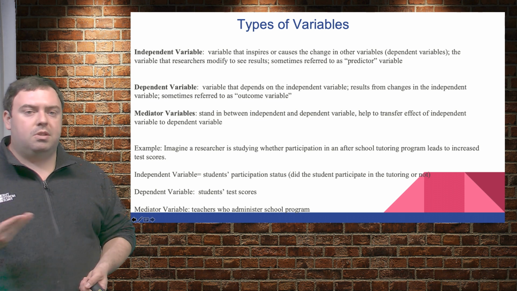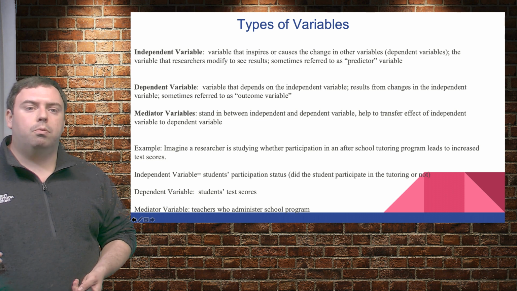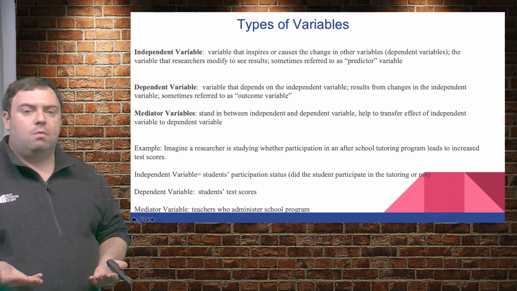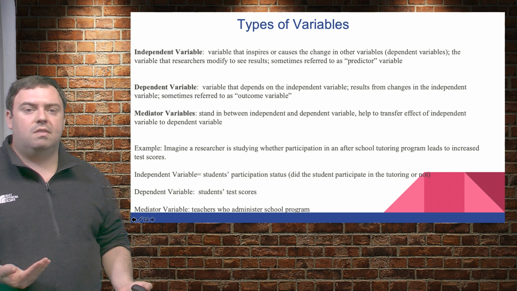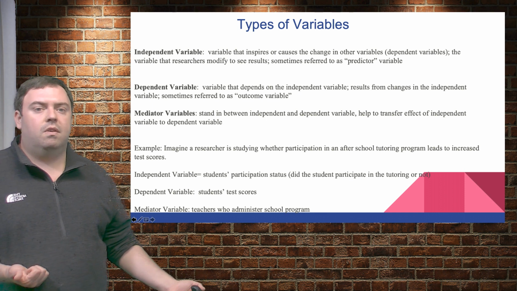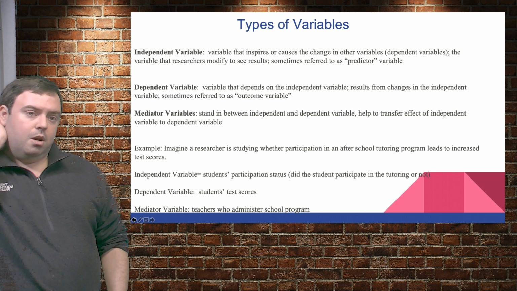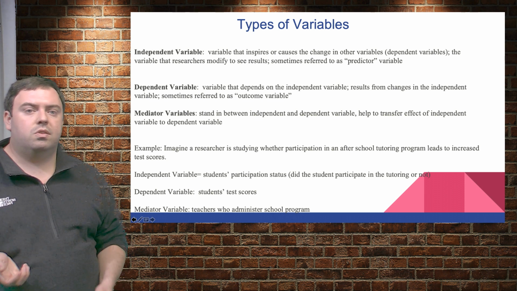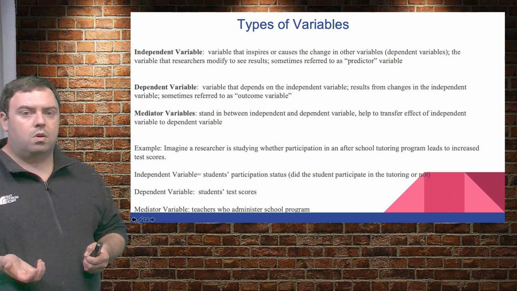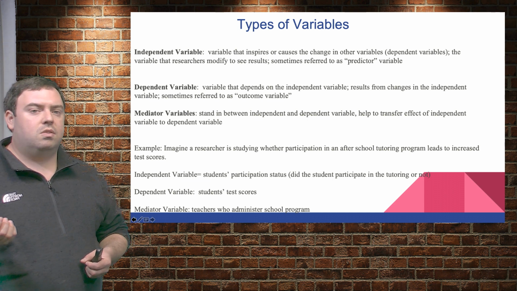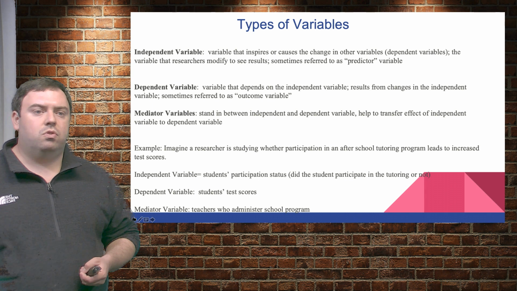And whether or not students participate in that after-school program will influence, or we're trying to see whether or not it will influence, students' eventual test scores at the end of the intervention. So the dependent variable is students' test scores. Students' test scores, we would say, are being influenced by whether or not students participated in this after-school tutoring program.